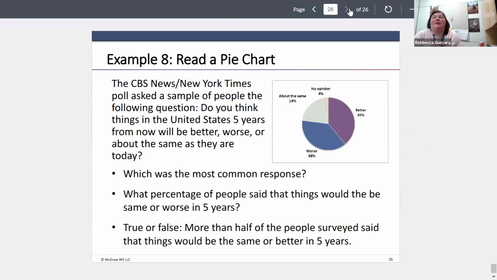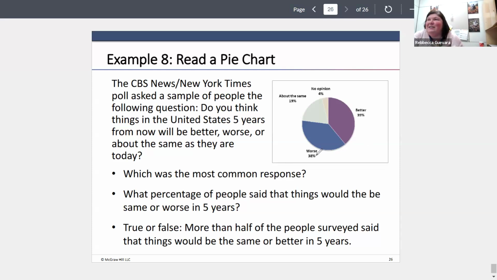So we won't construct one, because they're a little bit of a pain, especially trying to do one here. We are just going to read a pie chart. A CBS News / New York Times poll asked a sample of people the following: do you think things in the United States in 5 years are going to be better or worse than they are today, or about the same? Some people said better, some said worse, some about the same, and some just didn't have an opinion at all. The next part is, which is the most common response?